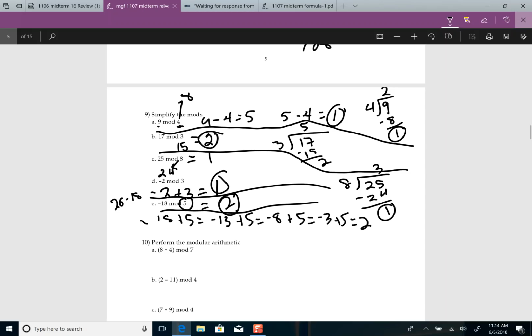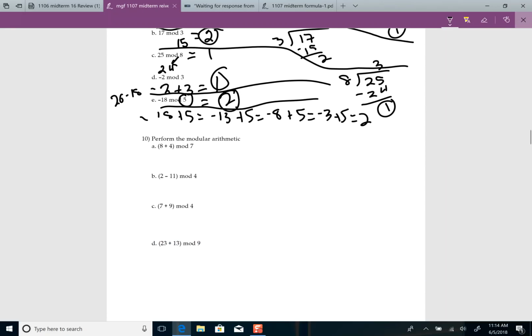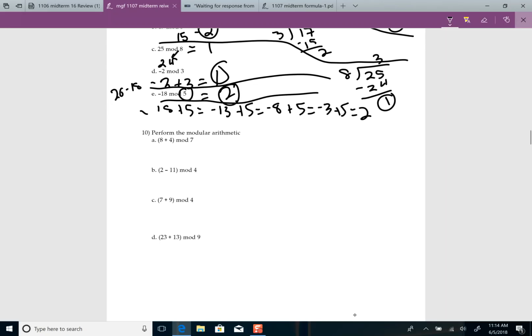All right. As we go back to perform the modular arithmetic, it's the same kind of ideas. I have 8 plus 4 is 12. 12 mod 7, you could just do 12 minus 7 is 5. 2 minus 11 is negative 9 mod 4. If you add 4, it's still going to be negative, so I'm going to add 12. That way I get 3.